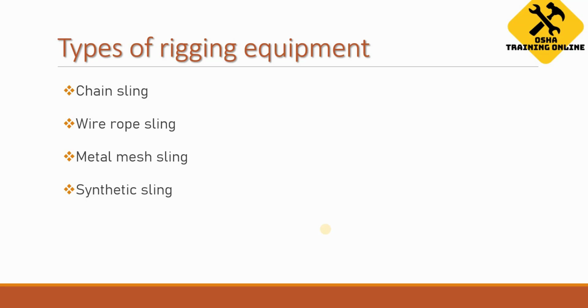Now, the important point is what are some of the types of rigging equipment. The first type is chain sling rigging equipment. The second is wire rope sling rigging equipment. The third one is metal mesh sling rigging equipment, and the fourth one is synthetic sling. Each of the four has its own role, and one cannot be used instead of the other.